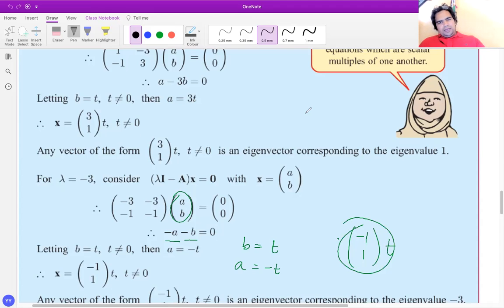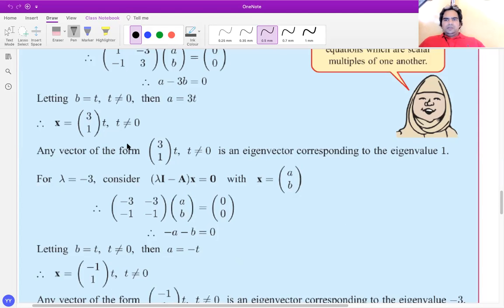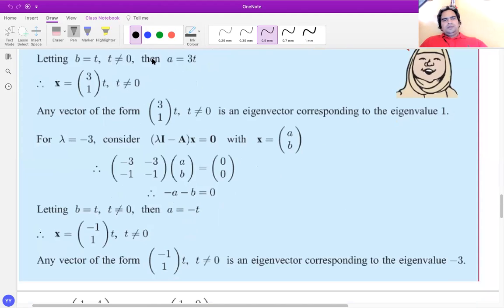Now if you look at the context here, if I take my vector as [3, 1] and multiply that with this matrix, you'll always get a scalar multiple. If you take 6 and 2, you'll get the same direction as a scalar multiple. So this is how you find the eigenvalues and eigenvectors for a given matrix.